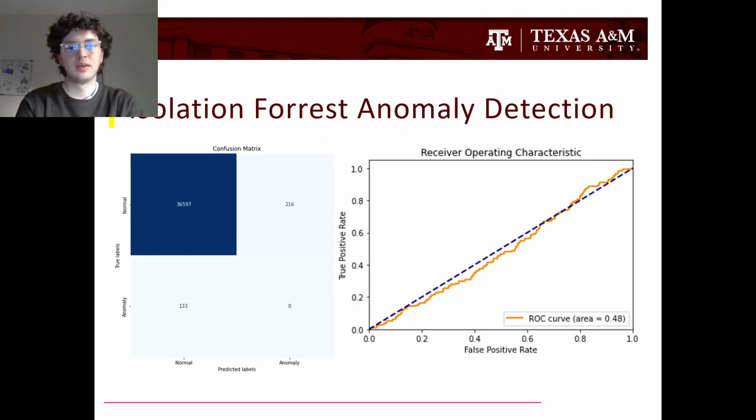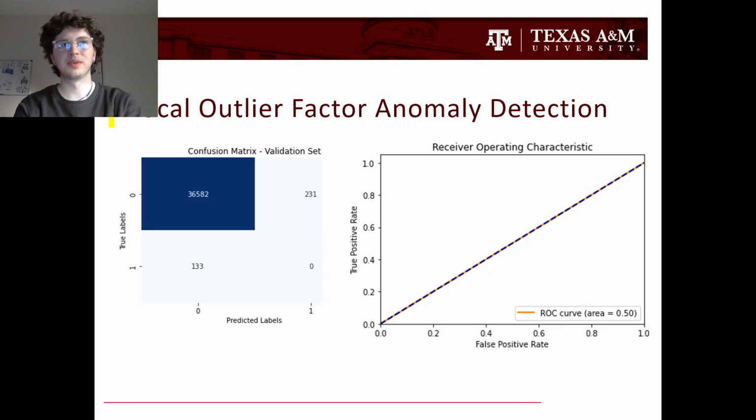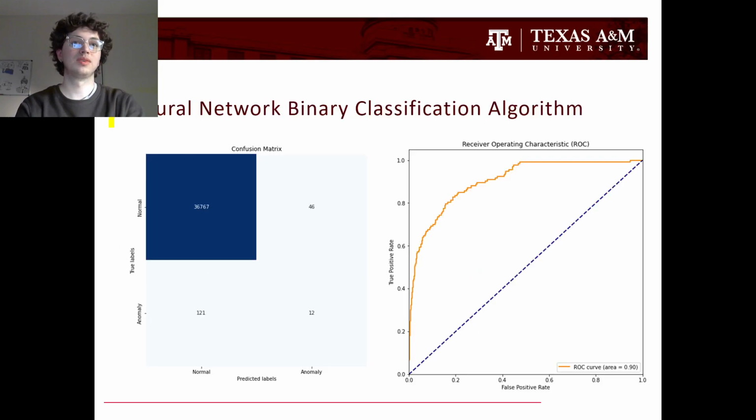So the first attempt was the isolation forest anomaly detection, which is an unsupervised or semi-supervised method. It did not work as well as we thought it would. It had a true positive rate of 0. Same for the local outlier factor, which is truly unsupervised. Then we went with neural networks.